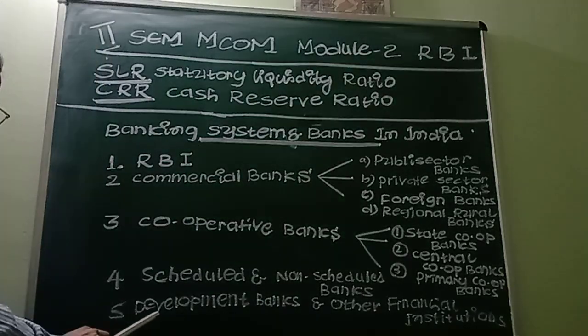and any bank which is not included under the second schedule of the RBI Act of 1934 is called a non-scheduled bank. Last but not the least, let us go to the development banks and other financial institutions. A development bank is a financial institution which provides long-term funds to industries for development purposes. This includes banks like IDBI, ICICI, IFCI, etc., state level institutions like SFCs, SIDCs, and investment institutions like UTI, LIC and GIC, etc.